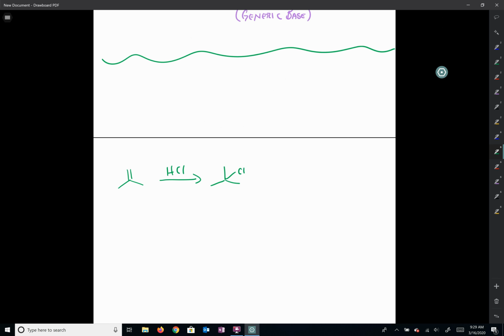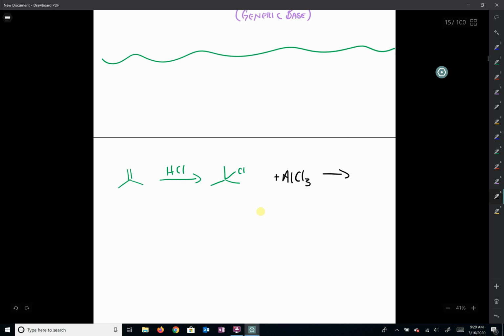Say, oh, great, cool, fine. Now I can use this, plus some aluminum chloride, and we can do our Friedel-Crafts alkylation with that. That's fine, you can do that. There's nothing wrong with it.